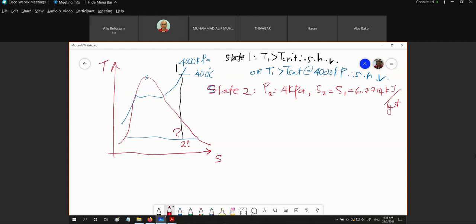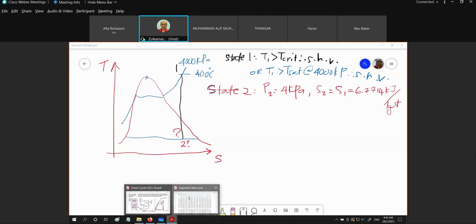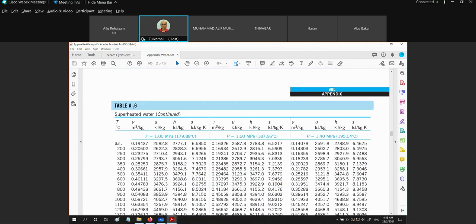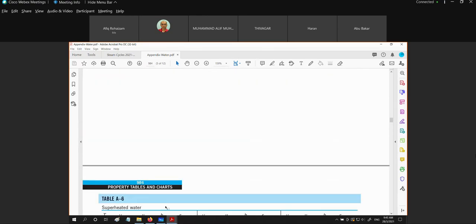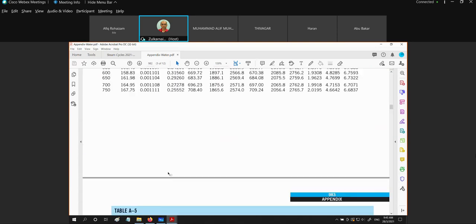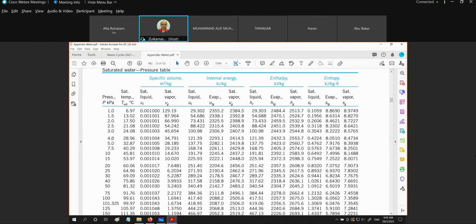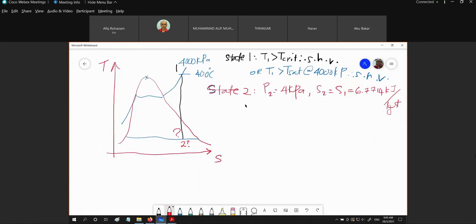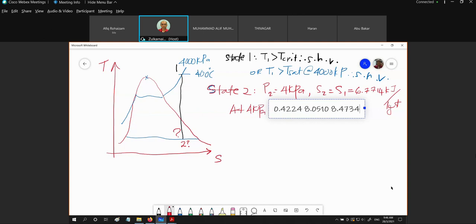So, what do we do next? Look at 4 kilopascal, saturated water. Our interest is the entropy, because we have S2. At 4 kilopascal, this is our Sf, this is our Sfg, and this is our Sg.